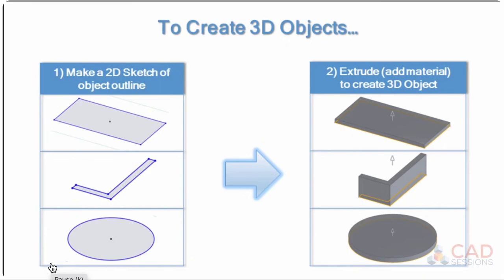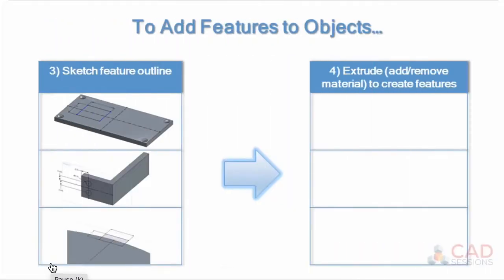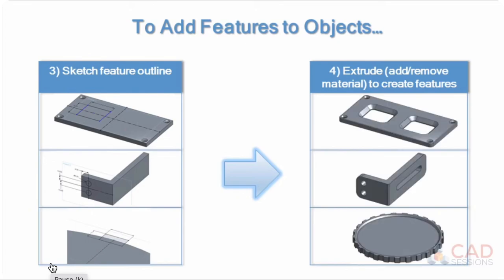Now, we have our 3D object, but rarely do we stop here. We usually want to add features to the object to make them functional and useful, or just aesthetically pleasing. So, just like in step 1, where we sketch the outline of our object, we need to sketch the outline of our new features. For step 3, we pick which faces we want our features to be on and use them as planes to make our sketches on. And finally, in step 4, we use the sketches to extrude. This time we can add or remove material to get our desired feature. CAD packages, including Onshape, have many tools that make creating common and complex features very easy.